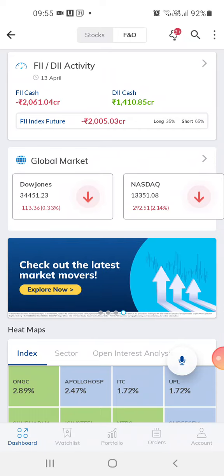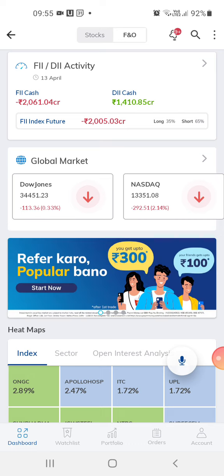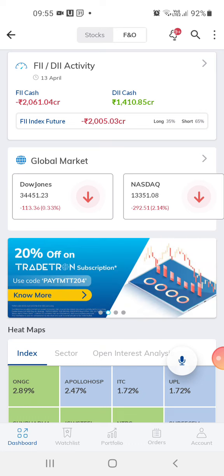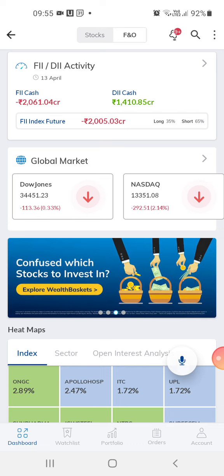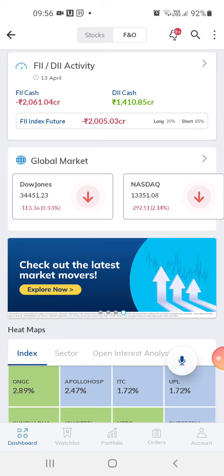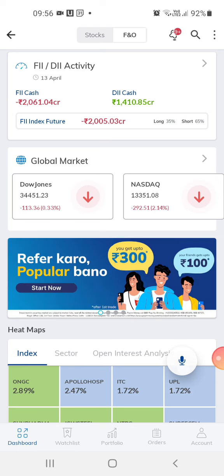Today the FII and DII activity: the FII cash is about 2061 crores, and the DII cash is positive 1400 crores, and the FII future index is 2005 crores. Okay, and if you have not checked the SGX, you can check the SGX index in Google, and you will come to know.